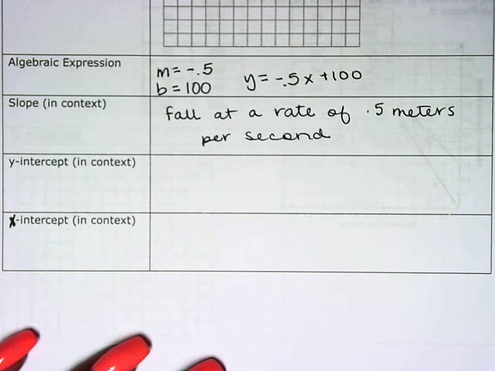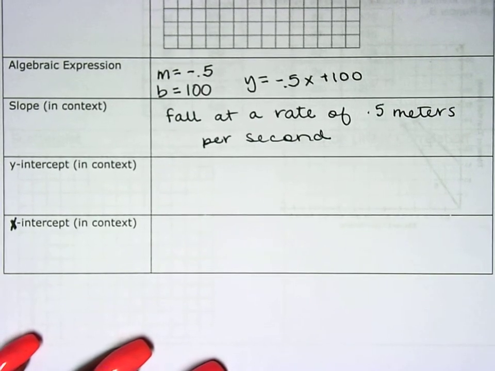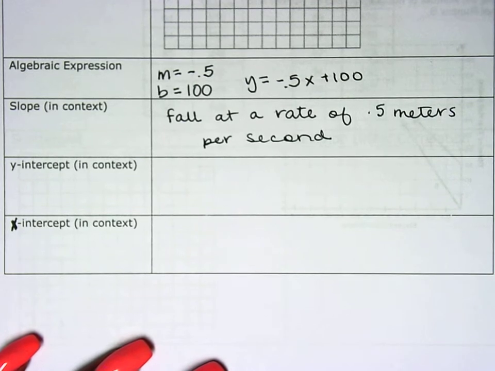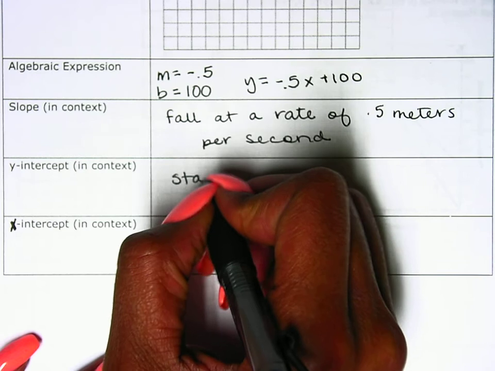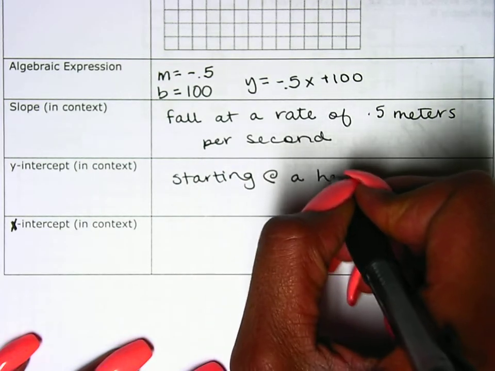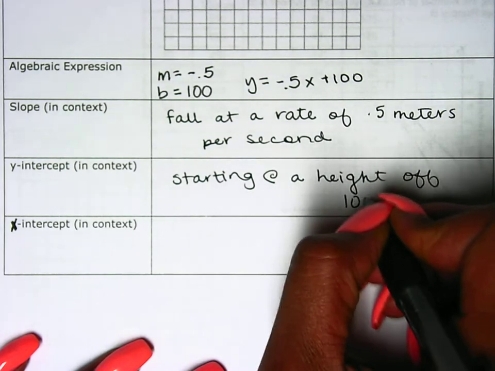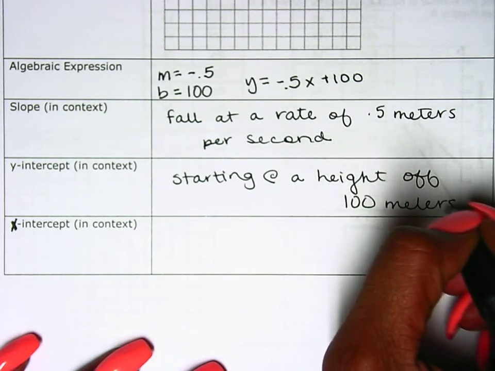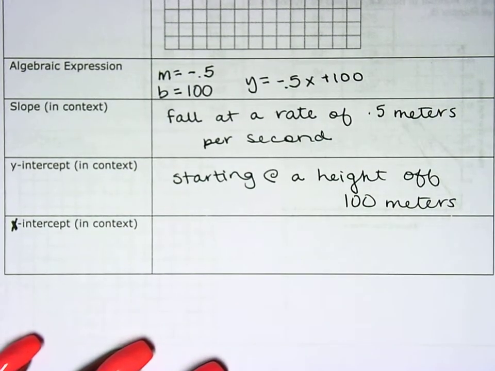Same thing for our y-intercept, just like we just said in the problem. Our y-intercept is where we're starting, and our starting value is at 100, so our y-intercept is telling us that we're starting at a height of 100 meters. And you can put off the ground, but we kind of already know it's off the ground.